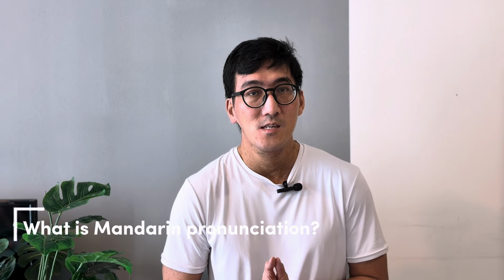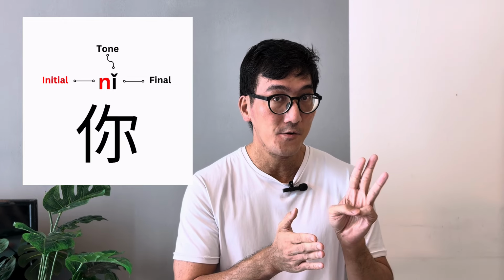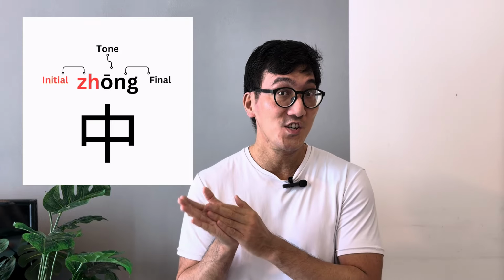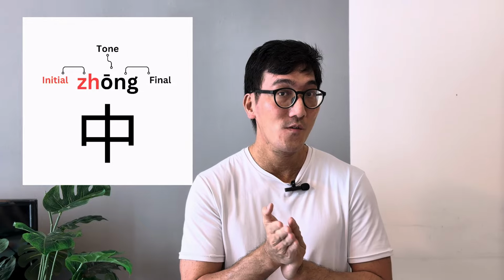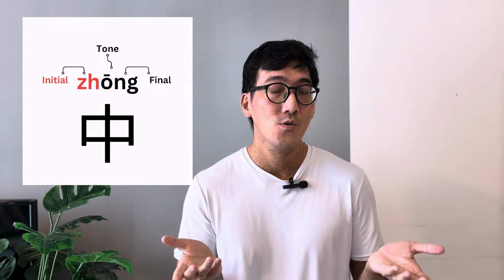Mandarin Chinese is built from syllables. Each syllable consists of 3 parts: initial, final, and the tones. For example, the word ni. Initial is n, ne. Final, i, third tone. Ni, which means you. Another example, 中, zh, ong, first tone. 中 means in the middle or center.